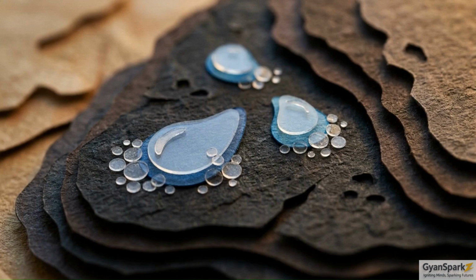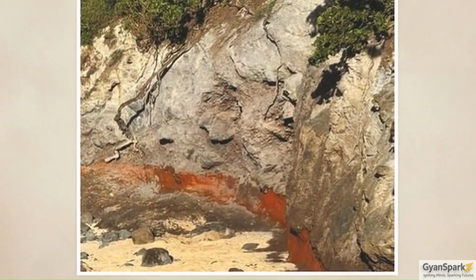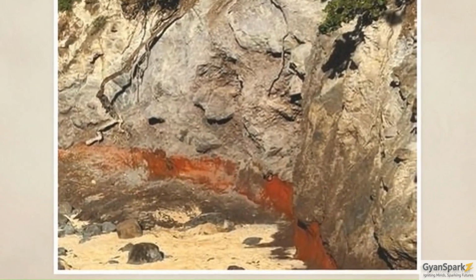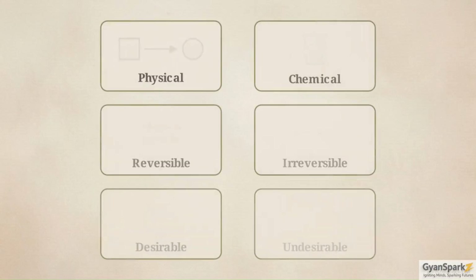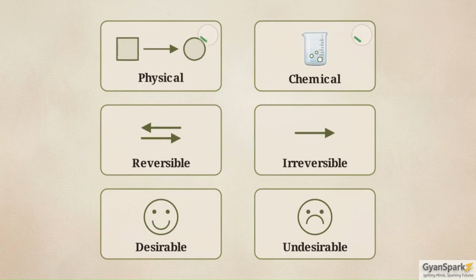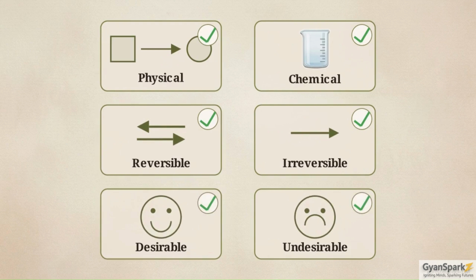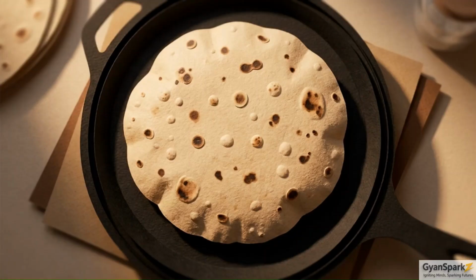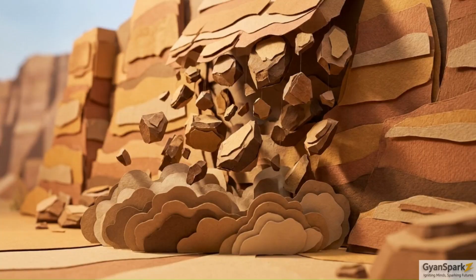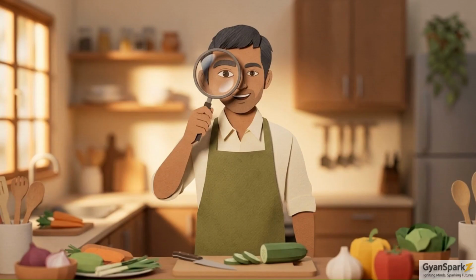When minerals in a rock react with water and air, they can produce entirely new materials, like this reddish-brown layer of iron oxide. We can look at any transformation and ask, is it physical or chemical? Reversible or irreversible? Desirable or undesirable? The next time you watch a piece of dough cook on a stove or see a giant rock crumble into dust, use your senses to see which of these patterns you can spot.